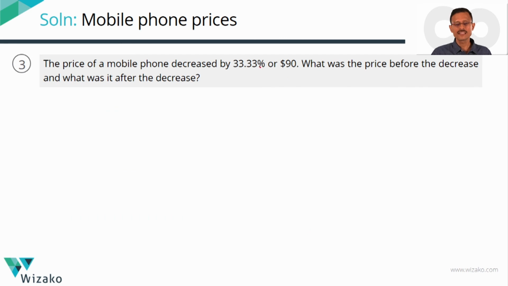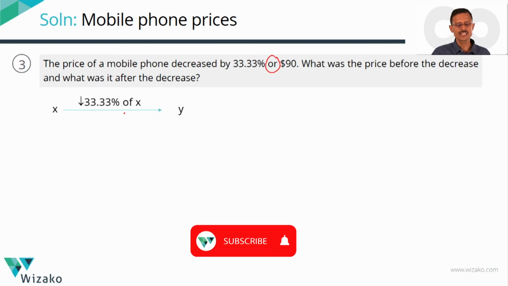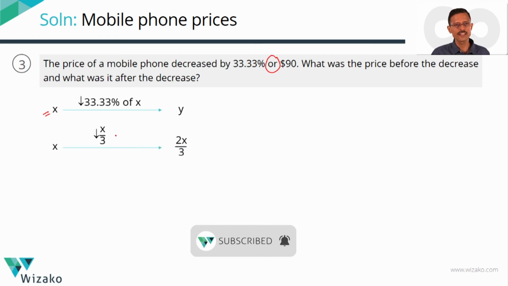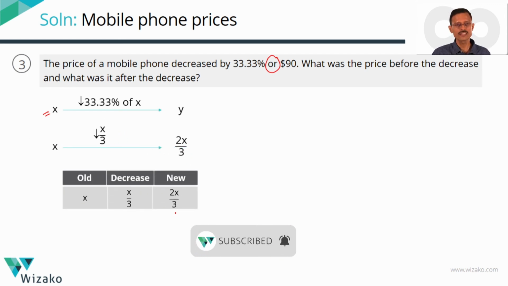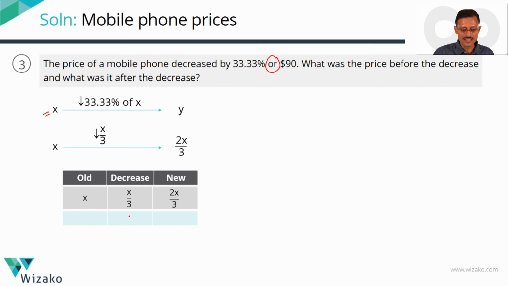The last part, it's decreased by 33.33% or $90 is what they've said. So the value by which it has come down is equal to $90. The first part is exactly the same. It's come down by 33.33% of what? Of the old value, original value. So it's come down by a third of x. It's come down to 2/3 of x. So this part of the table remains the same. What we are going to fill in is what this 90 corresponds to. $90 corresponds to the decrease. So x by 3 is equal to 90. So x is equal to 3 times 90, which is equal to 270. What is x? The old price. 270 is the old price. It's come down by 90. It's come down to 180.